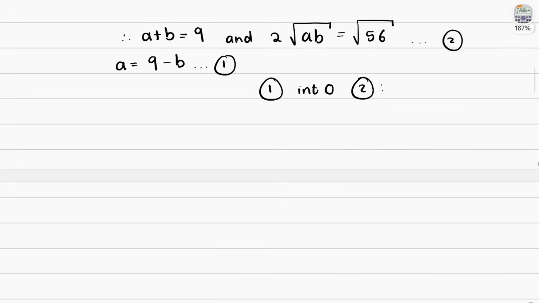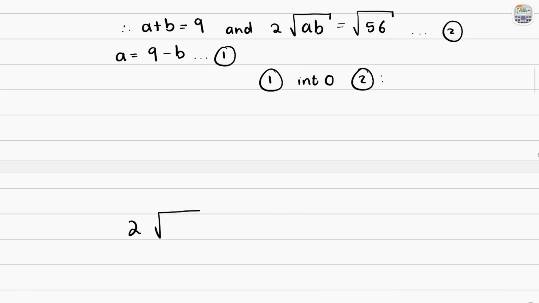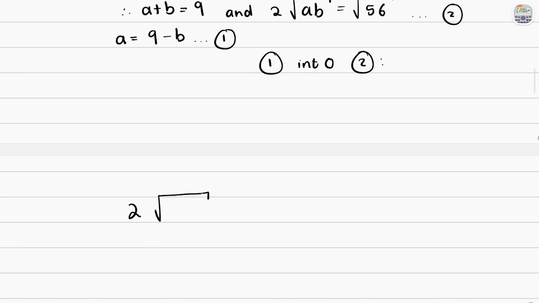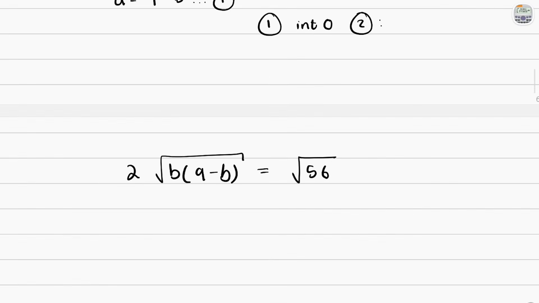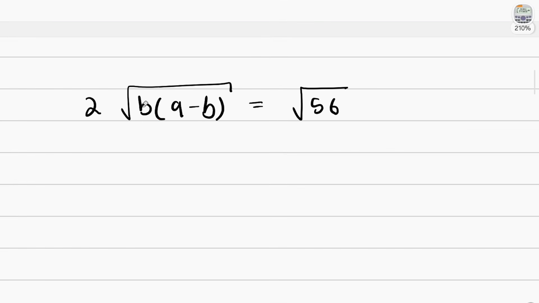And so this is 2 square root, we have A, now A is 9 minus B, so I'll just write the B first. That's B times 9 minus B, and then we have is equal to the square root of 56. To solve for B, you see how this square root is the problem. So we need to get rid of it, and we can get rid of it by squaring both hand sides.